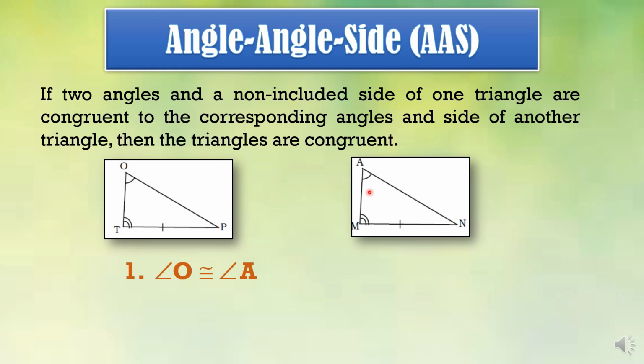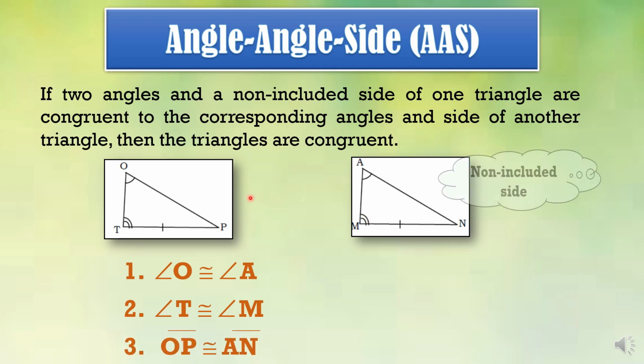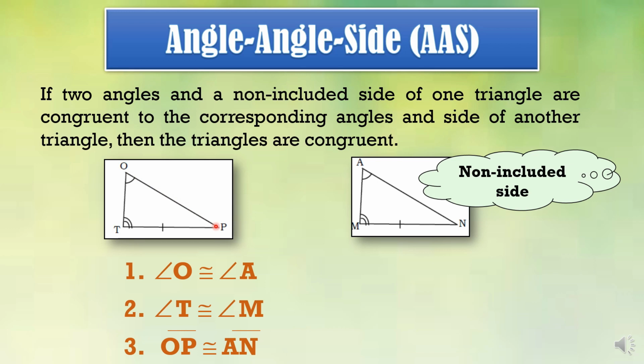angle O is congruent with angle A. Angle T is congruent with angle M. Then line segment OP is congruent with line segment AN. As you can see, line segment OP is the non-included side between angle O and angle T. Same with triangle MAN, line segment AN is the non-included side between angle A and angle M.